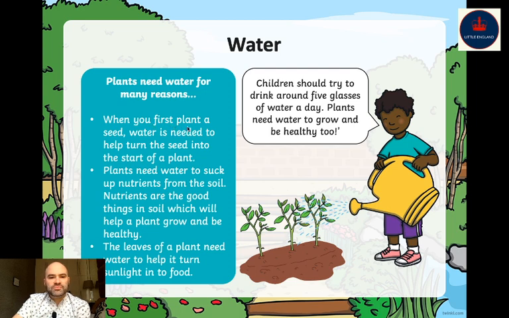When you first plant a seed, so like the little egg that goes in the dirt, okay? It's in the dirt. This is the dirt. It goes in the dirt. And then you need to water the seed. Water the dirt that the seed is in. And water is needed to help turn the seed into the start of a plant so it can start growing.